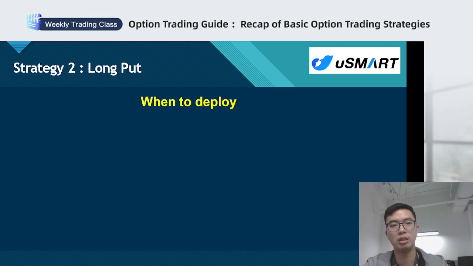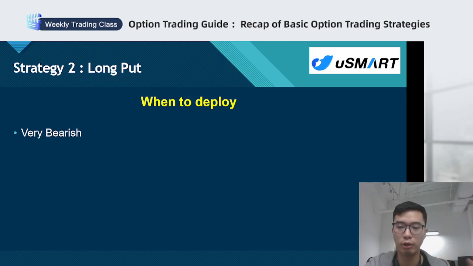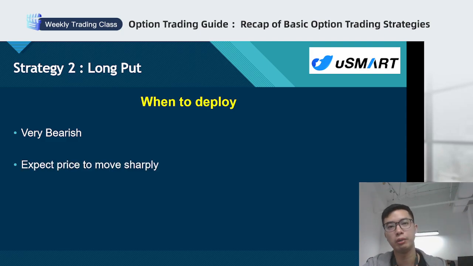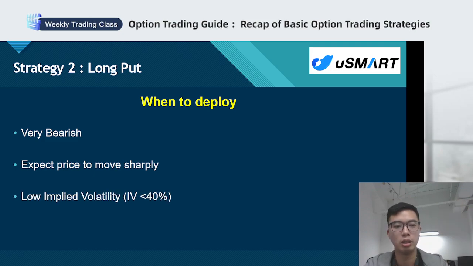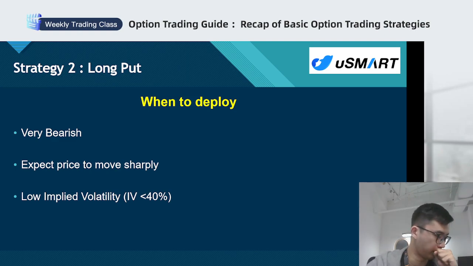So next is the opposite of what I shared just now, which is long puts. So when do we open a long put? First, when we look at the market, it is very bearish, whether in fundamentals or technicals. Then we expect the price to move sharply, to drop a lot. Then we will choose the low IV one.